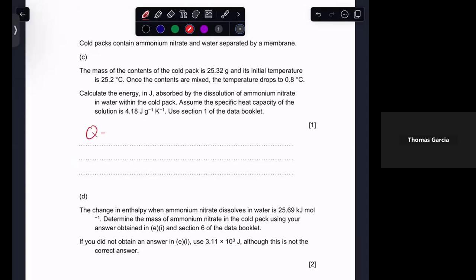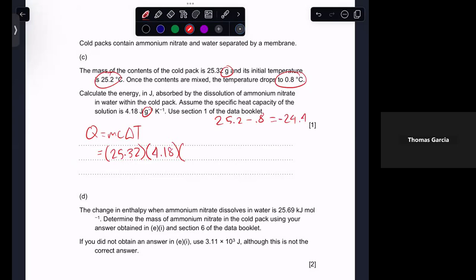Basically, we're using Q equals mc delta T. Our mass is given to us as 25.32. We can keep grams because our C is in grams, so 4.18. Our temperature change is 25.2 to 0.08, which if we do that out, 25.2 minus 0.8 is equal to 24.4. Now, the solution is negative.